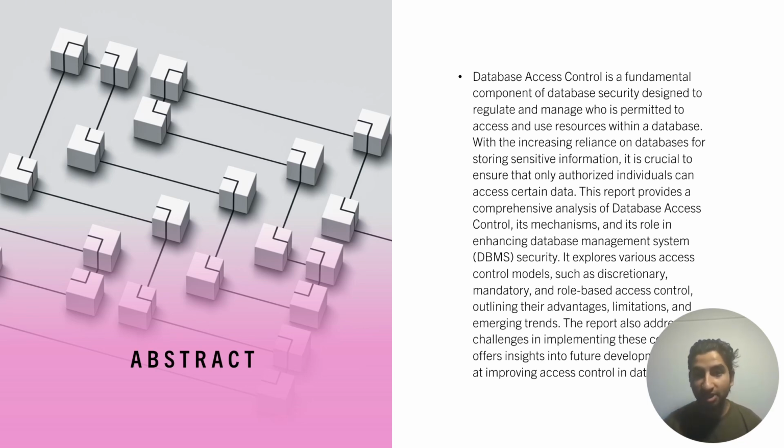So basically, database access control is a critical aspect of database security aimed at regulating who can view and who can use the resources and database environment. As organizations increasingly rely on databases to store sensitive information, ensuring that only authorized users have access to certain data. This report provides an in-depth analysis of database access control, its mechanisms, and how it enhances security in database management system (DBMS). The report explores different models of access control, such as discretionary, mandatory, and role-based access control, discussing their benefits, limitations, and current trends.